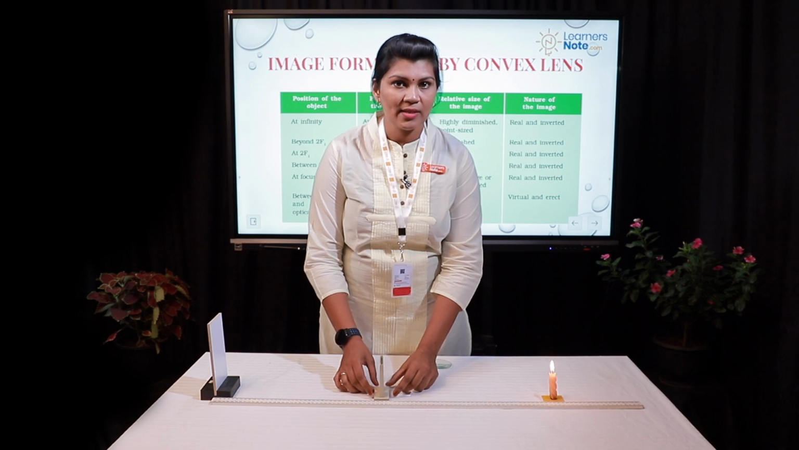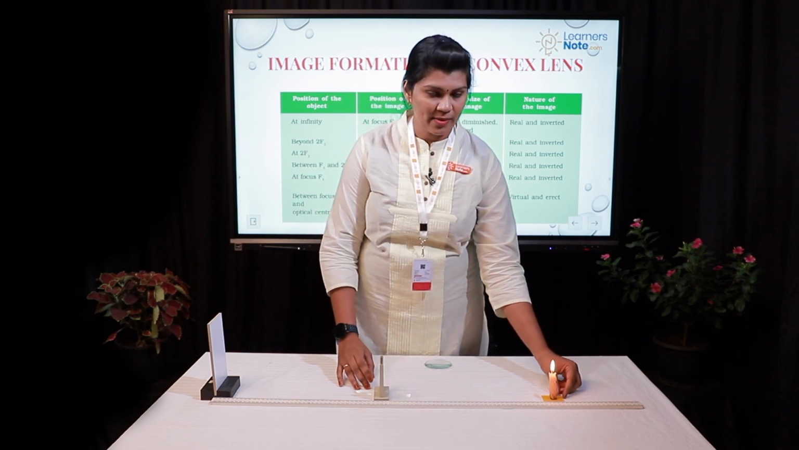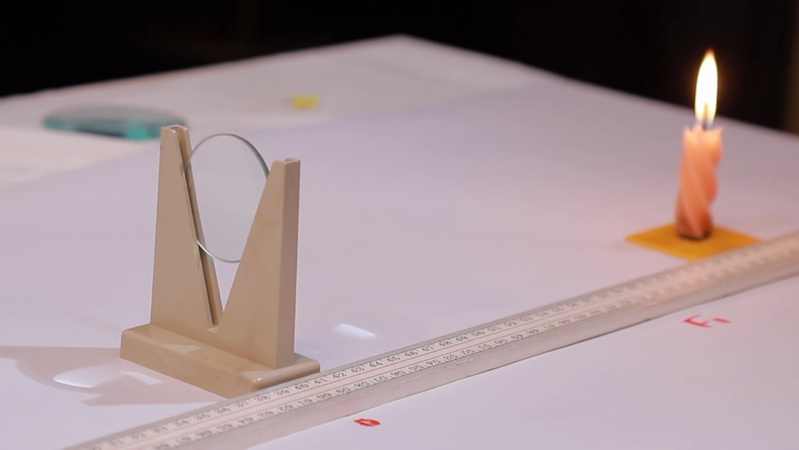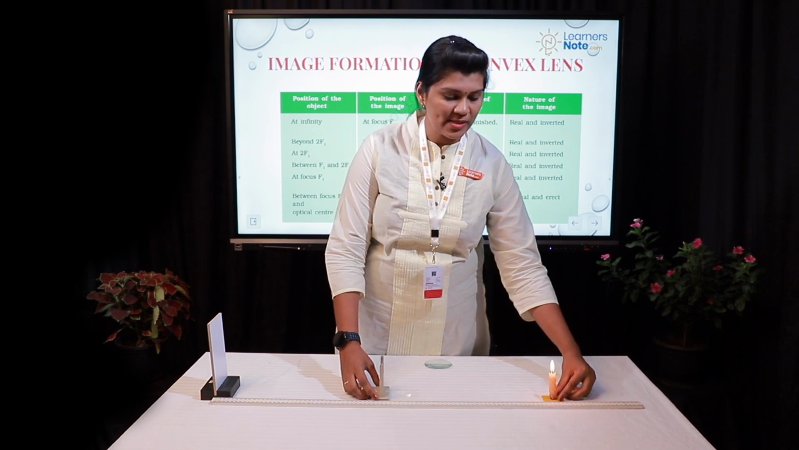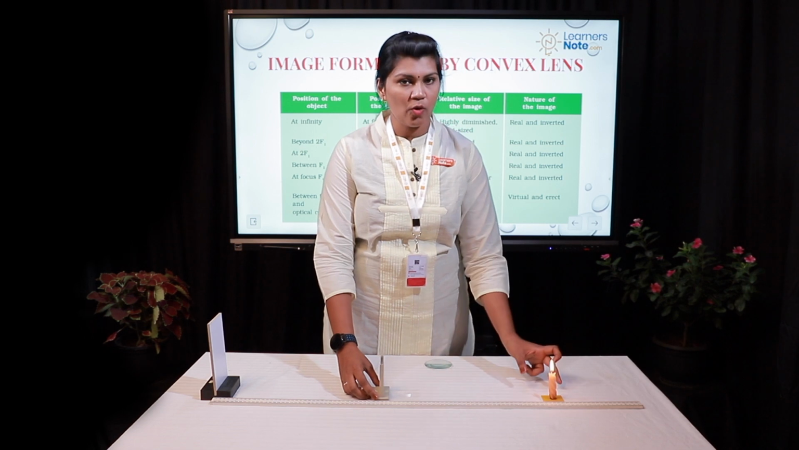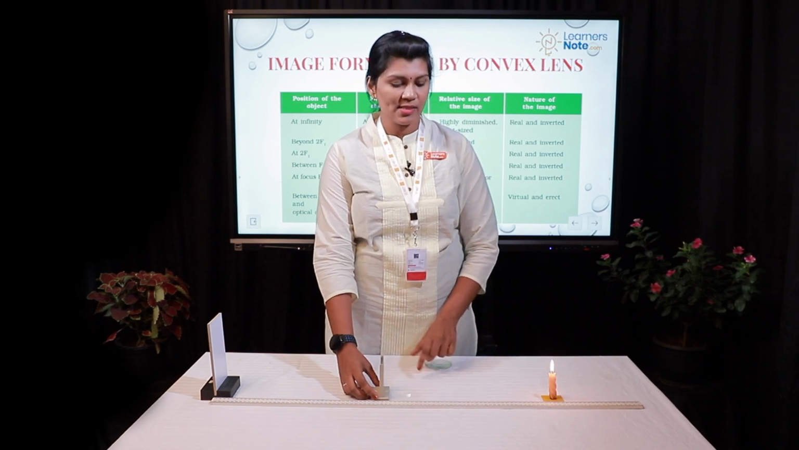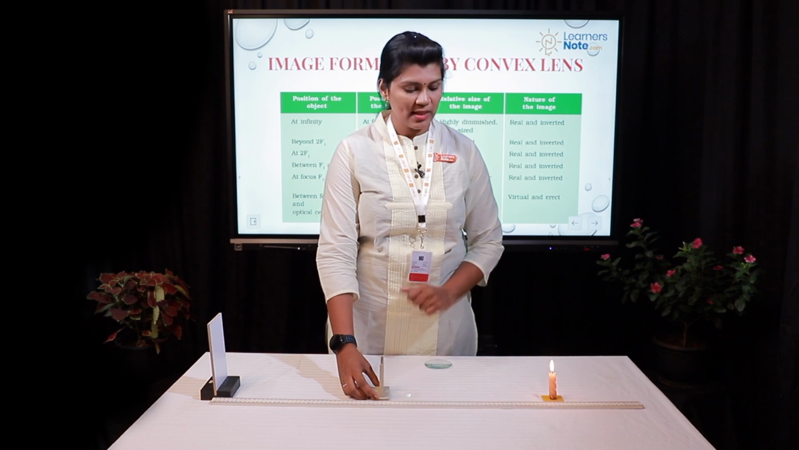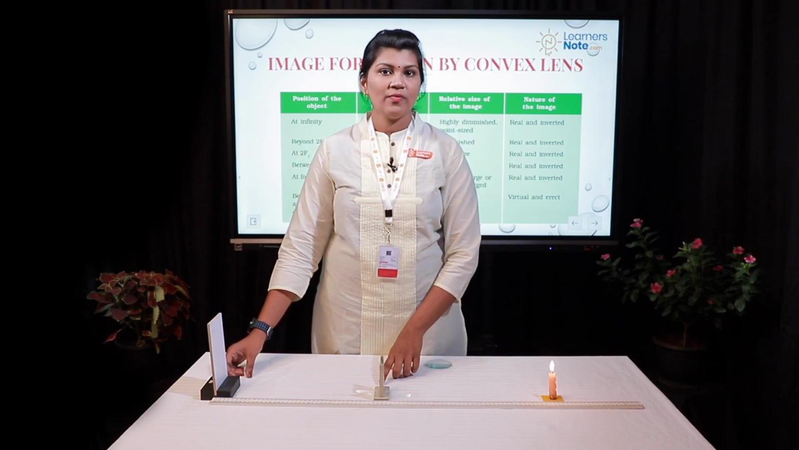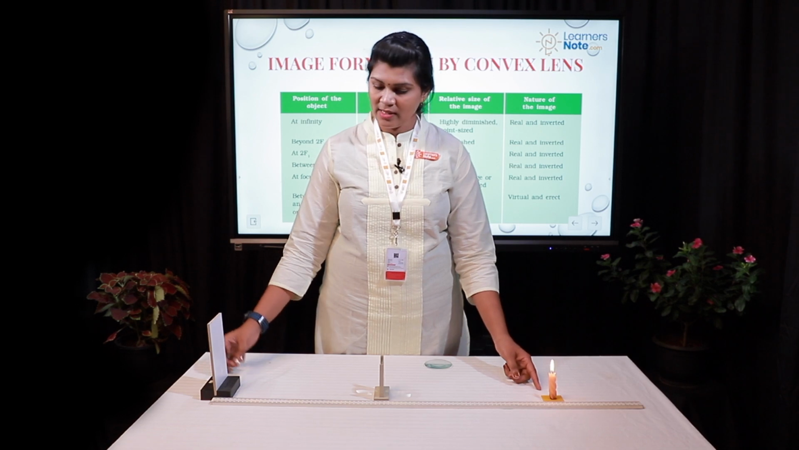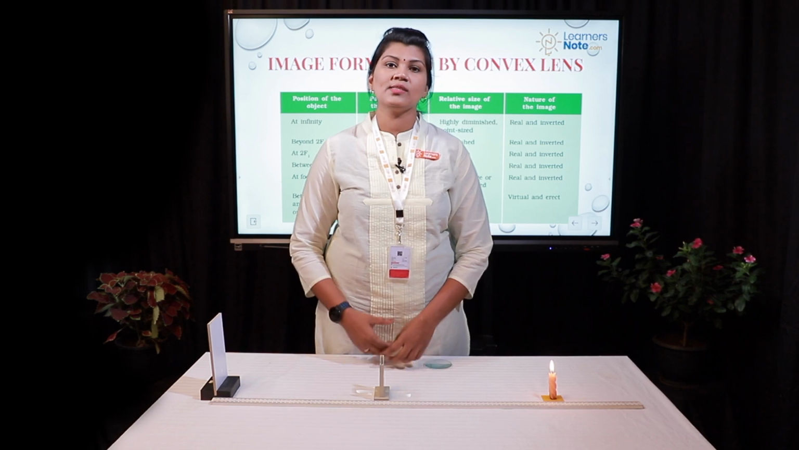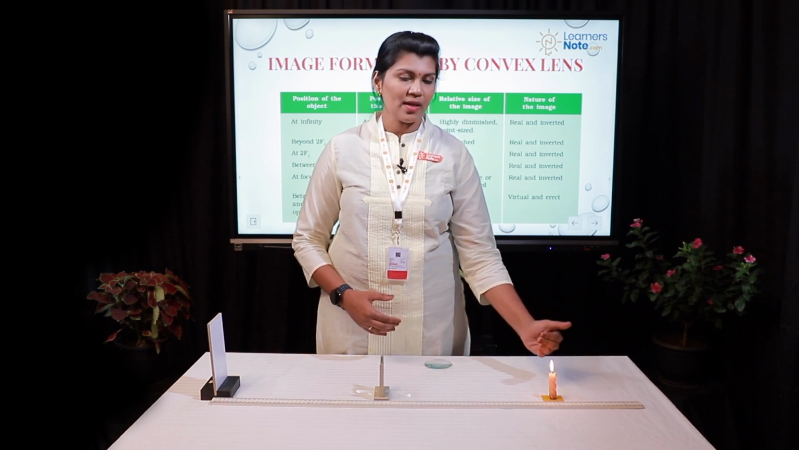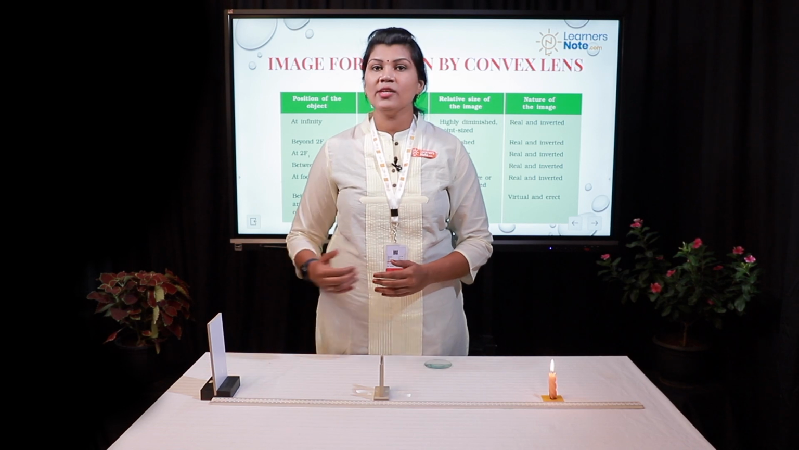If I am placing the object at 2f1, that is, if the focal length of this convex lens is 20, 2f1 will be equal to 40 centimeter. Okay, so this is placed here. Our object, that is this candle, is at a distance of 40 from this convex lens. So we can see the image of this candle on this screen, and by observing that we can see that the size of the image is the same as that of the object, and it is in inverted form.